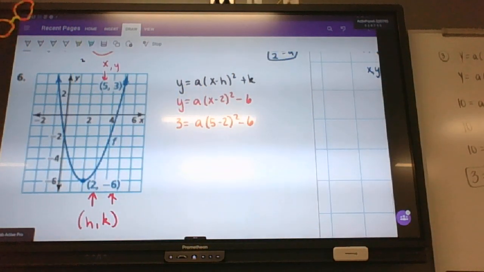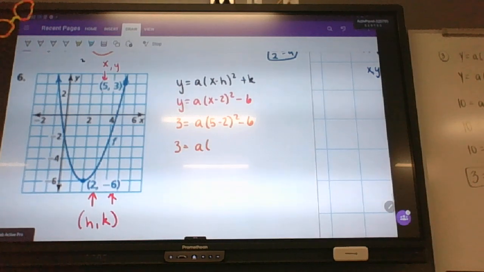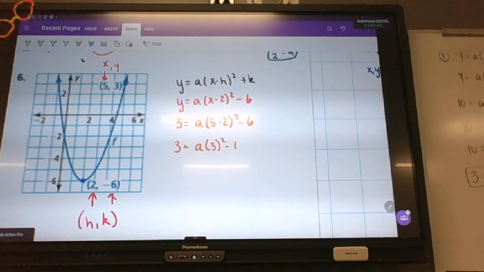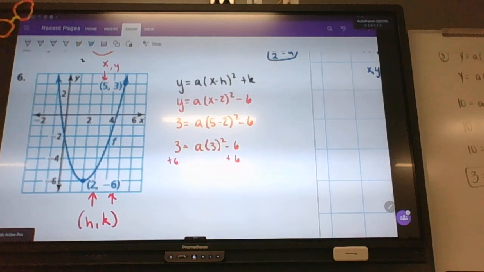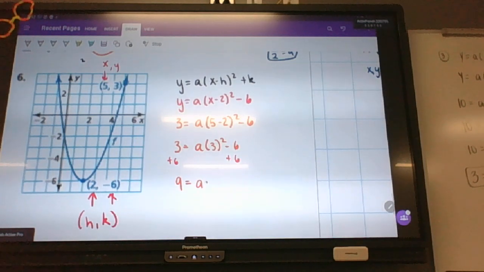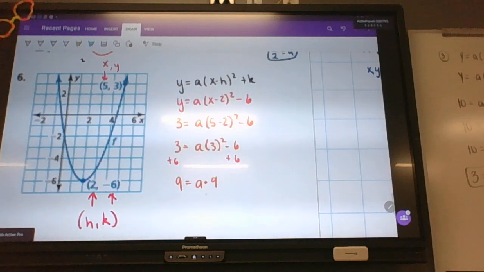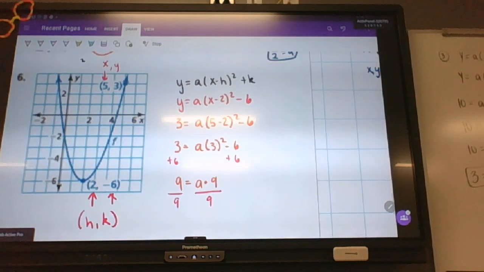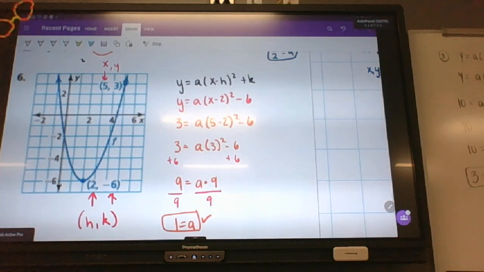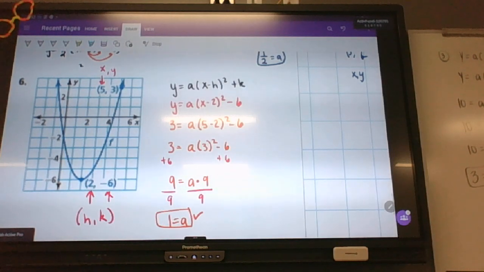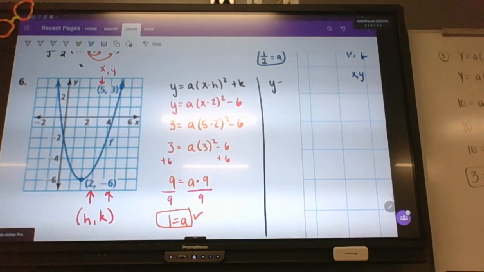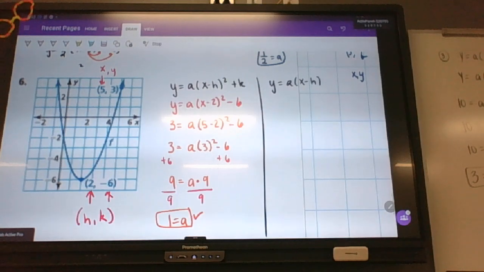3 equals a times 3 squared minus 6. Add 6 to the other side. 9 equals a times 9. Divide. Good job, y'all. a equals 1. Check. That's half the problem. Start all over again, do the whole thing again. So we use substitution to find a.